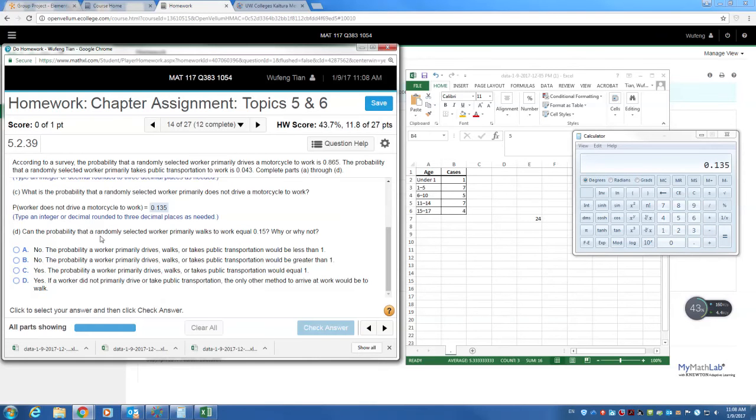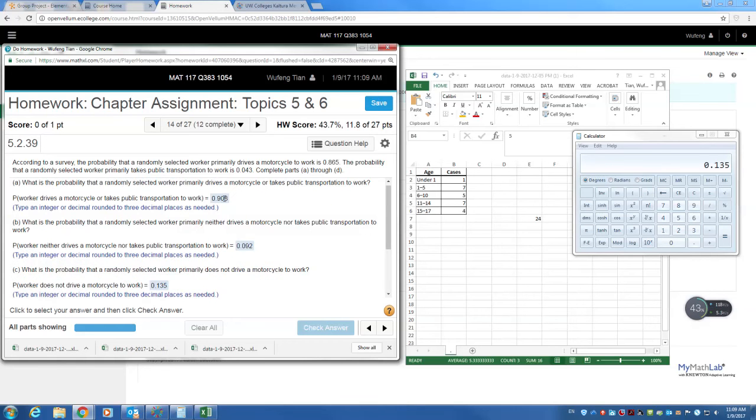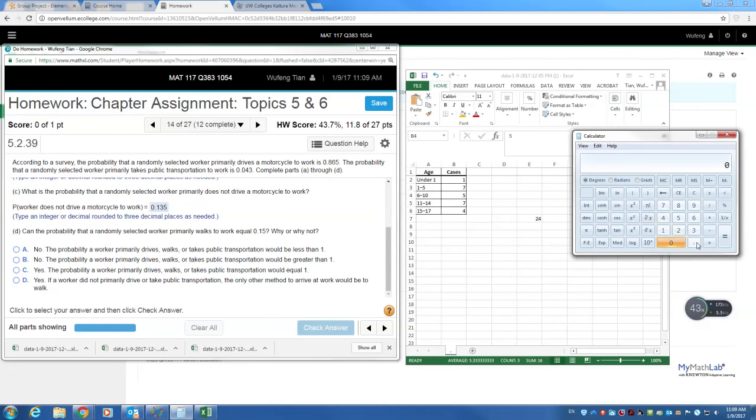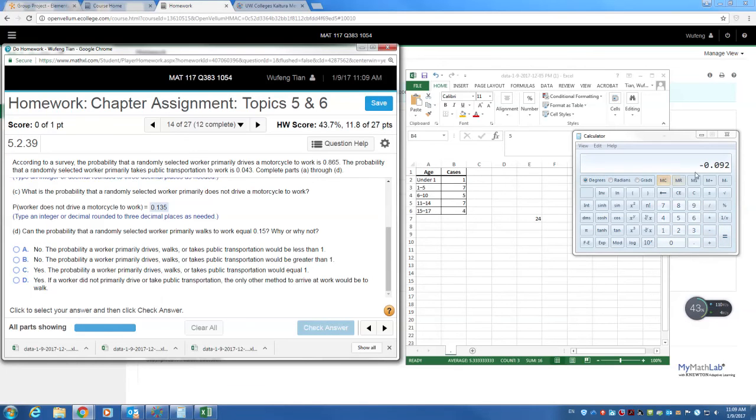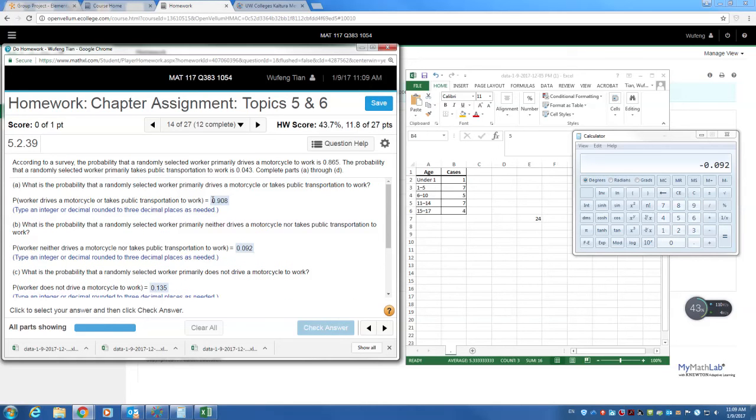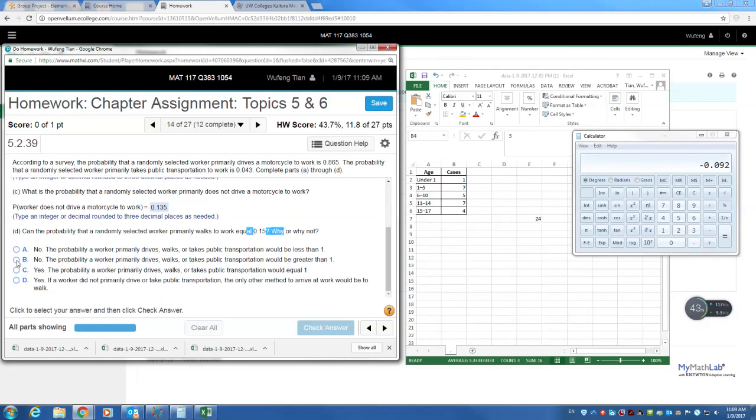Okay. And can the probability that a randomly selected worker primarily walks to work equal 0.15? Why not? Because you have that is 0.908. You have 0.908. Subtract from 1, your maximum is 0.092. You cannot have a number bigger than this number to walk. So 0.15 plus 0.908 is bigger than 1. So no, because if you add those probabilities, it's bigger than 1.